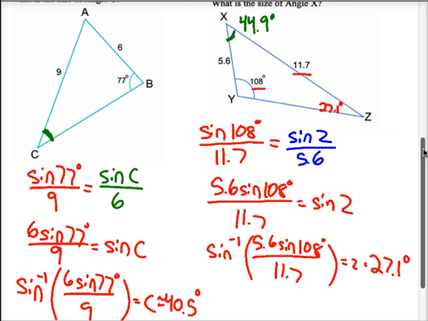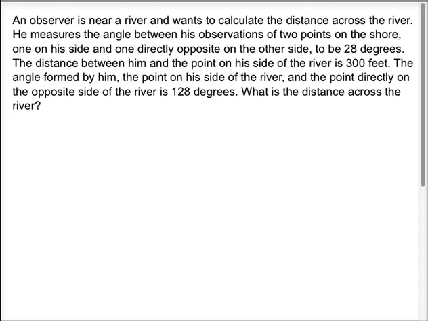All right, so let's jump to our last problem, our word problem. An observer is near a river and wants to calculate the distance across the river. He measures the angle between his observations of 2 points on the shore, one on his side and one directly opposite on the other side, to be 28 degrees.